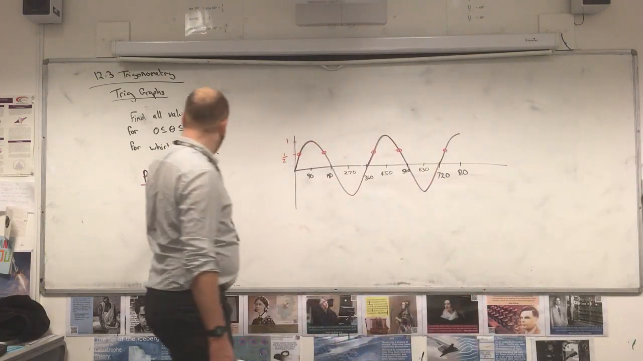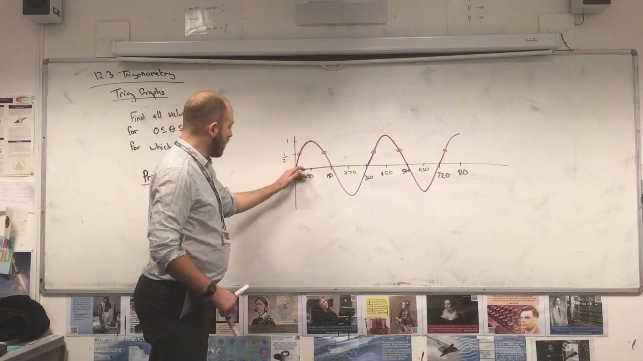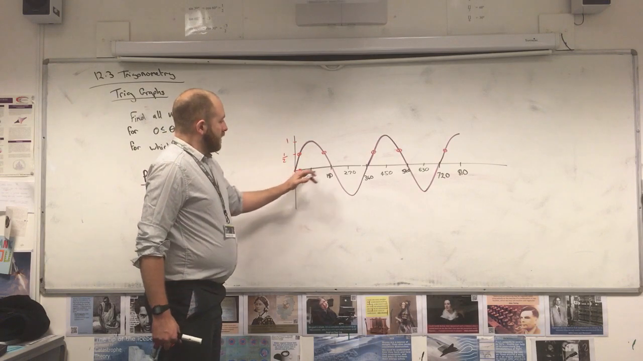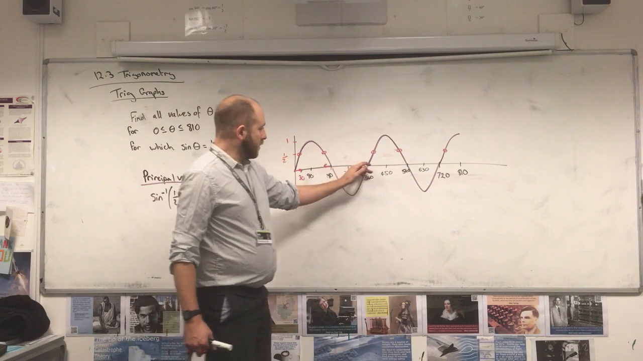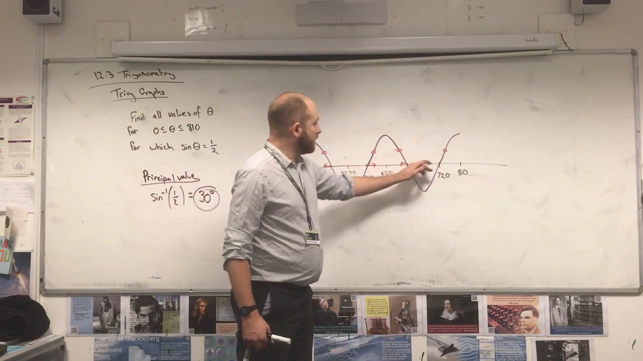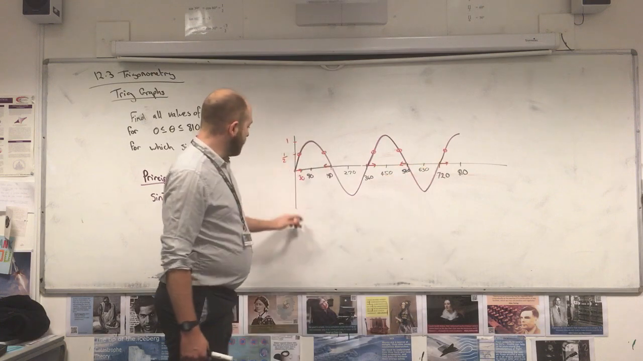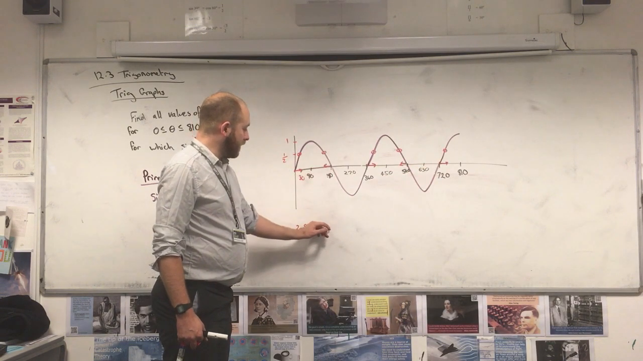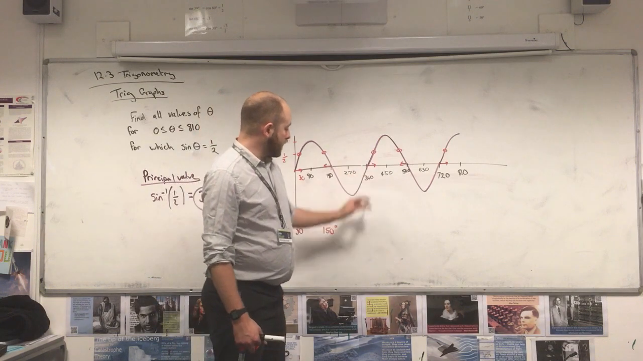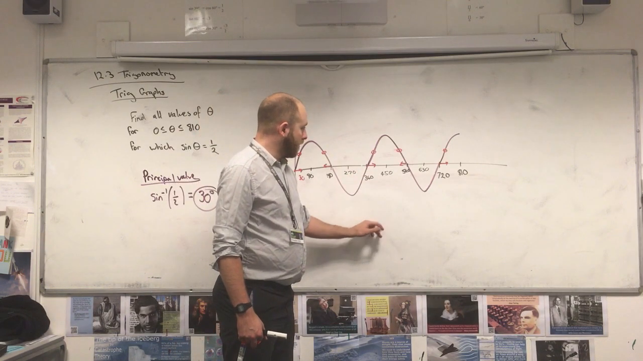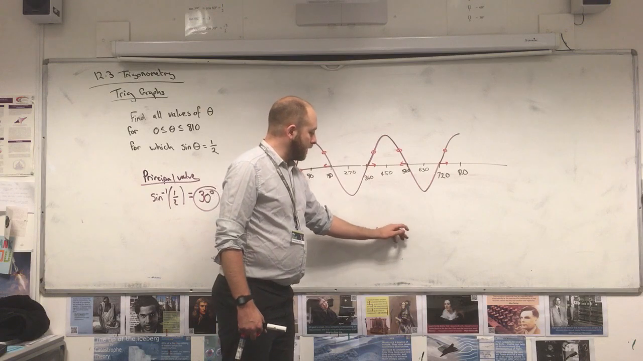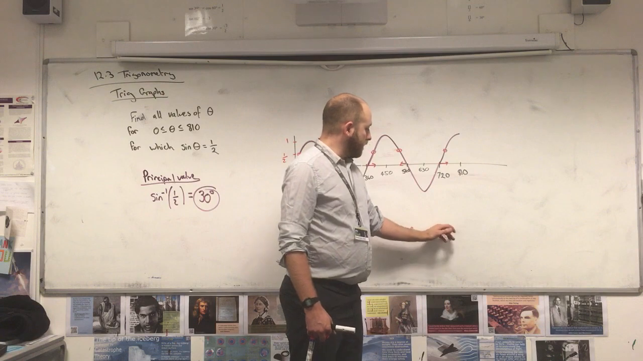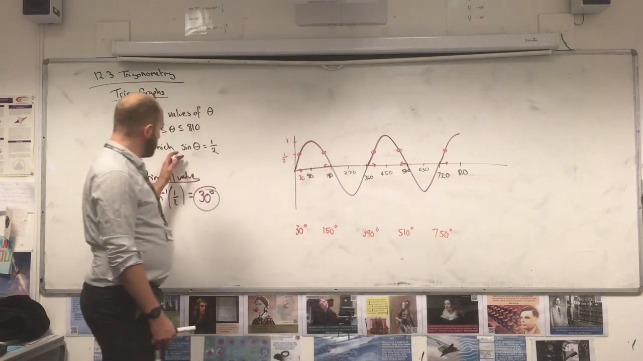The first one we're told is 30 degrees, so that's this one, and we're measuring it from where it crosses the axis here. So this one's going to be 30 less, this one's going to be 30 more, 30 less, and 30 more. So we get 30. Here, 180 take 30, which is 150. 360 plus 30, 390. 540 take 30, 510. 720 plus 30, 750. So those are all the values for which sine theta is a half.